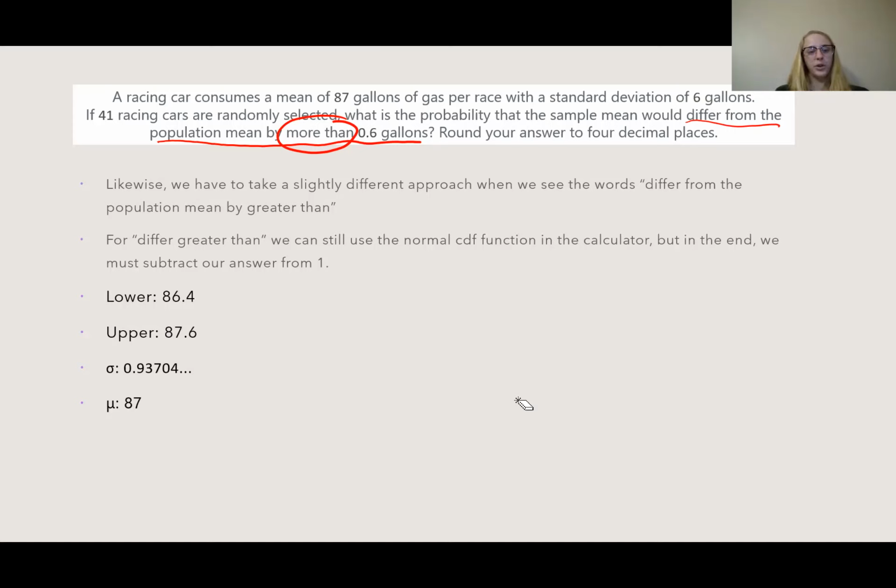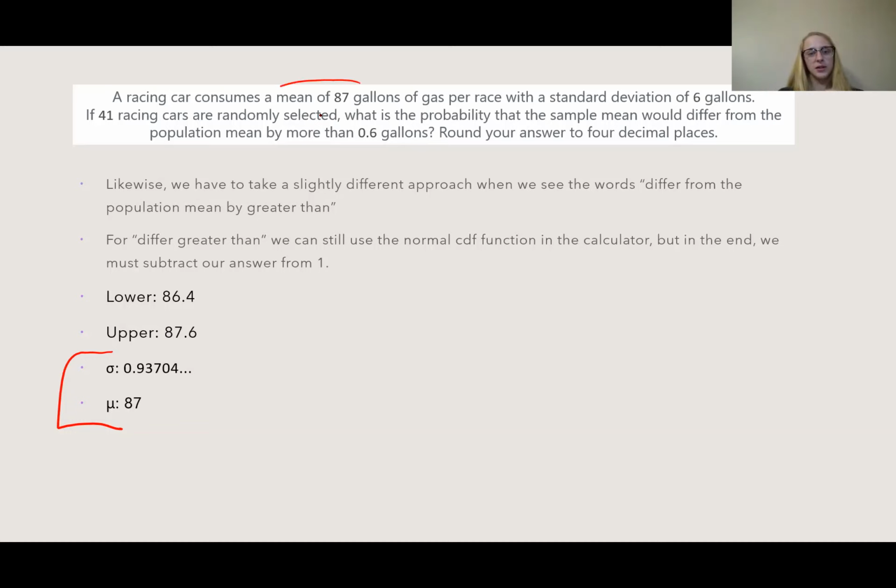Okay, so let's look at the additional steps that we have to go over. Using our normal CDF function, again, we have to have our lower bound, our upper bound, our mean, and our standard deviation. Let's go find our mean and standard deviation first, since those are the easiest ones to find. Remember that for our mean, we don't have to do any formula calculations. It's just what is given to us in the problem.